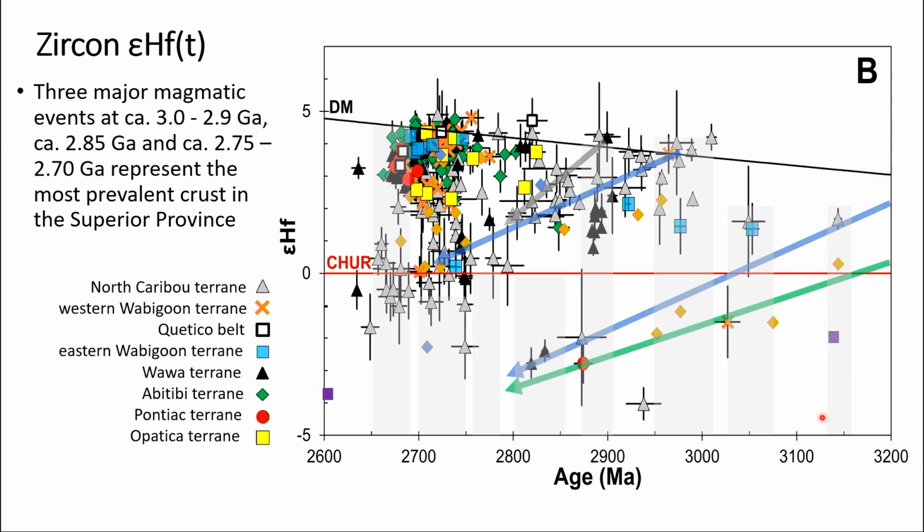And this is a close-up on the Meso to Neo-Archean. And what we see are the three major magmatic events, which are recorded in the KDE, 3.0 to 2.9, 2.85, and 2.75 to 2.7, which represent the most prevalent crust in the Superior Province.